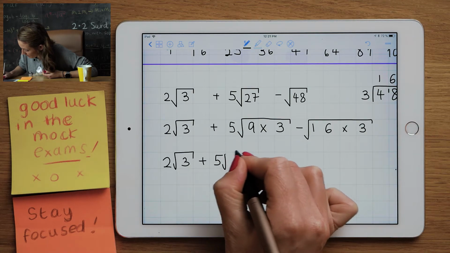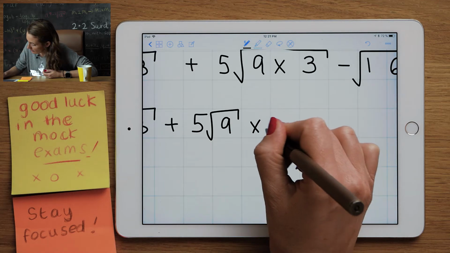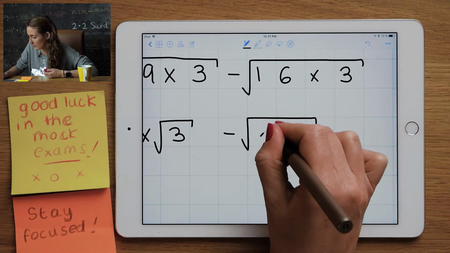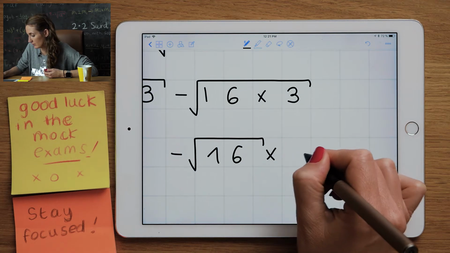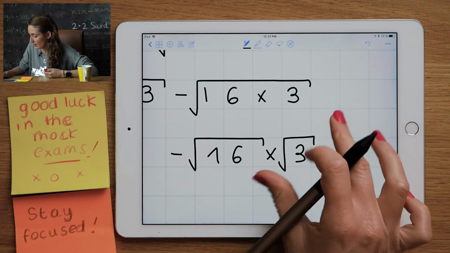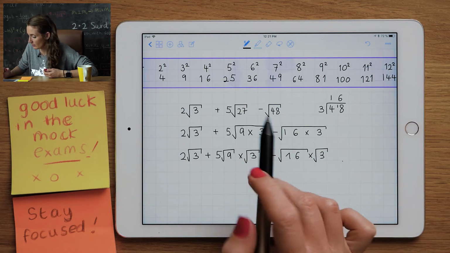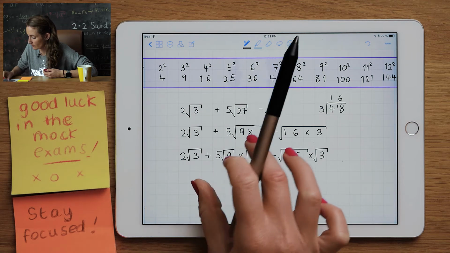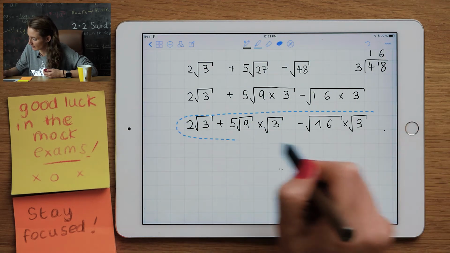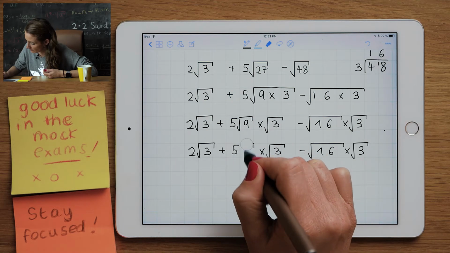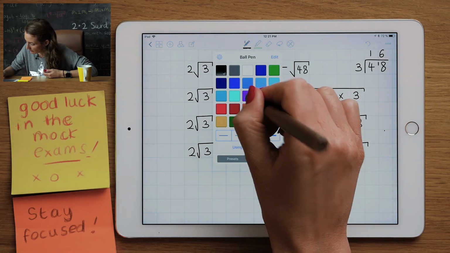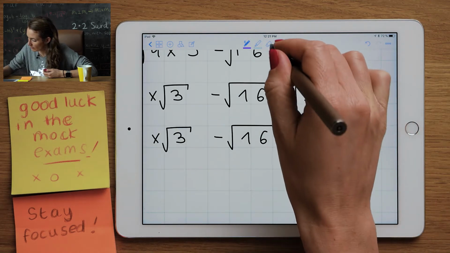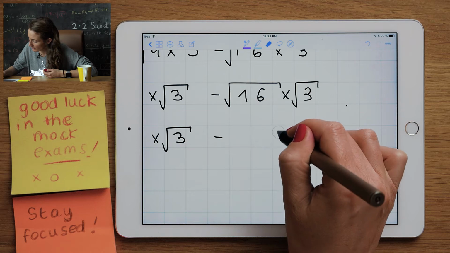Now I'm going to split each one up into square root 9 times square root 3 minus square root 16 times square root 3. This is when you really need to know your square numbers, because the square root of 9 is 3 and the square root of 16 is 4. So in the next line I'm going to simplify a little bit. So I'm going to take out the square root of 9 and replace that with times by 3. I'm going to take out the square root of 16 and I'm going to replace that with 4.